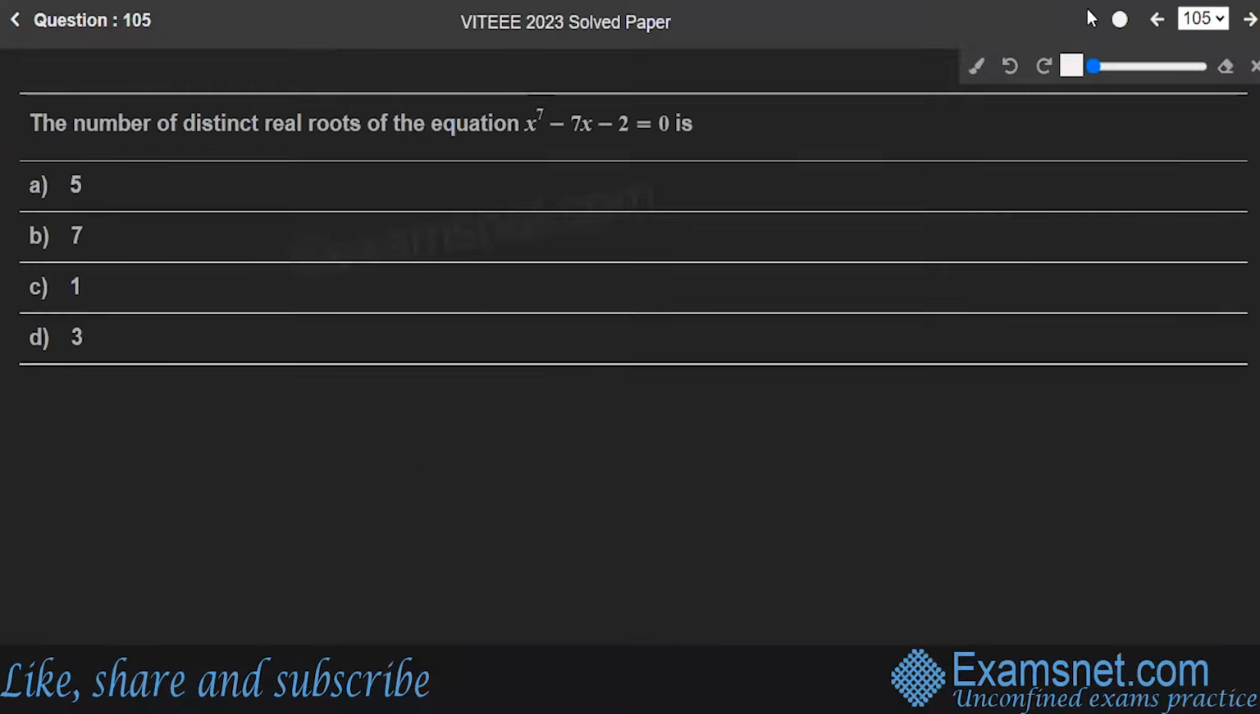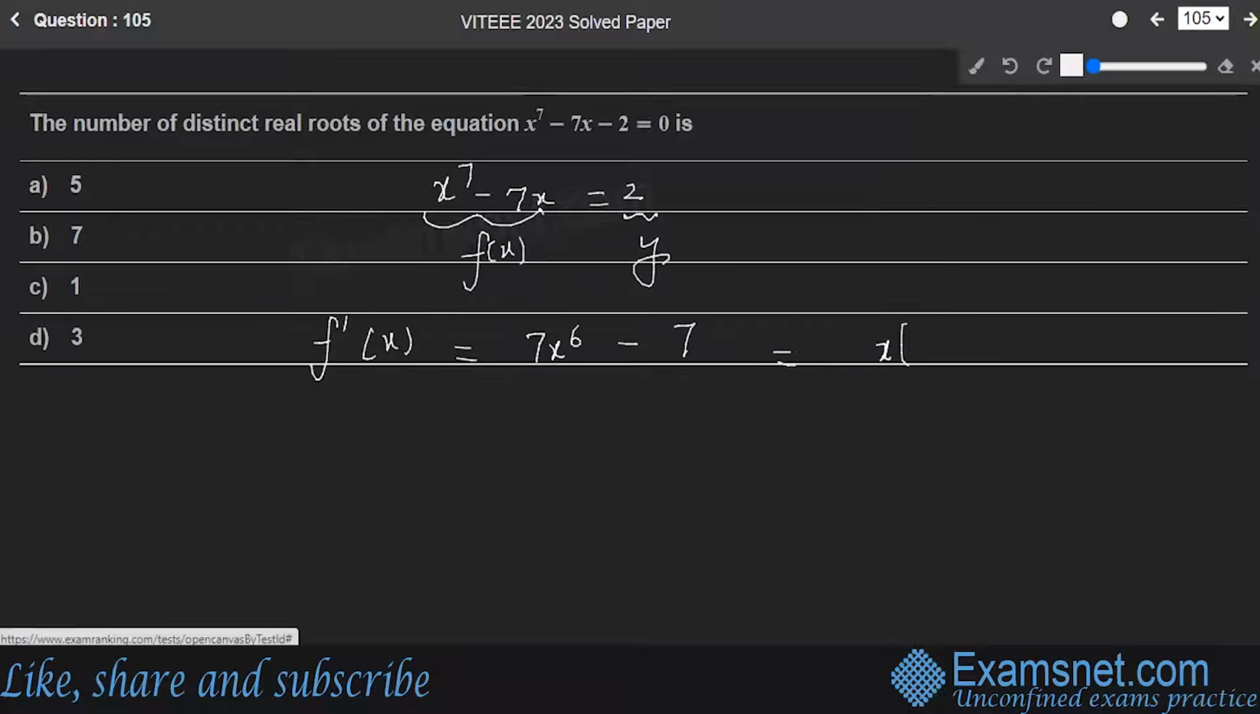Question number 105. The number of distinct real roots of this equation is. So you are given this equation. You can write it like this: 7x raised to power 7 minus 7x is equal to 2. So here you can consider this as the function f of x and this as your y. Now differentiating it with respect to x, you have f dash x given by 7 into x raised to power 6 minus 7, or you can say 7 will be taken outside. So you have 7 into x raised to power 6 minus 1, right?